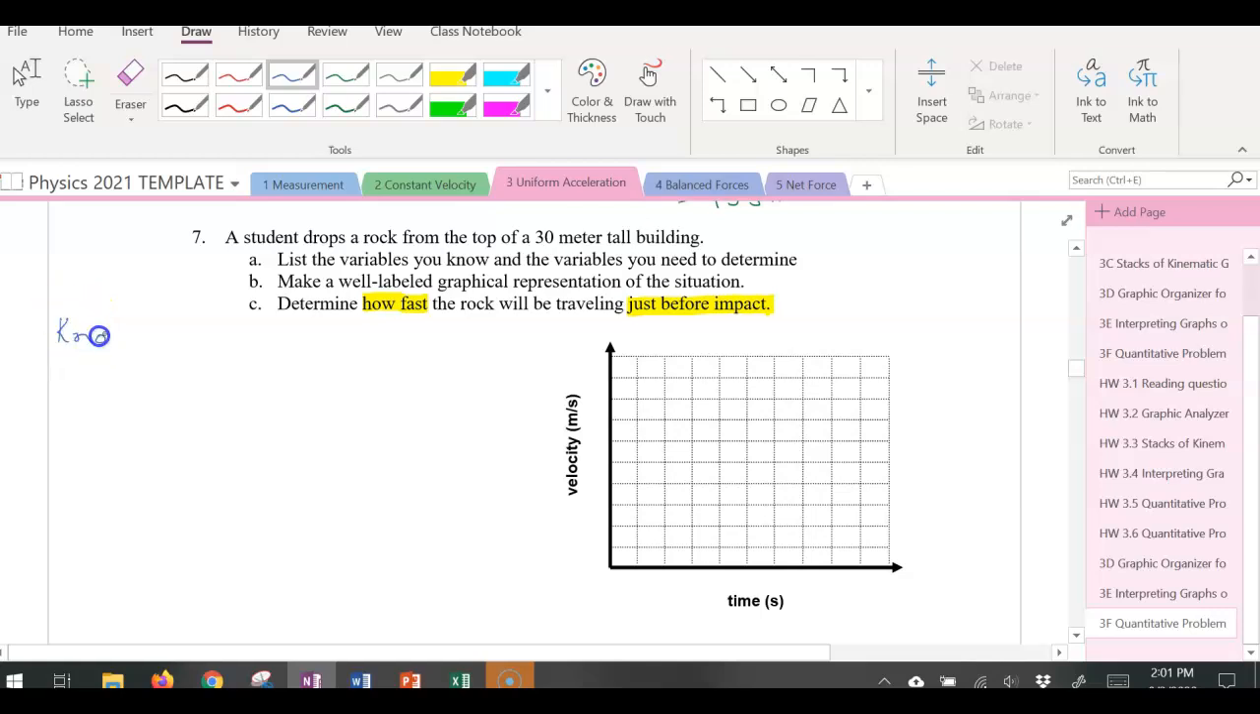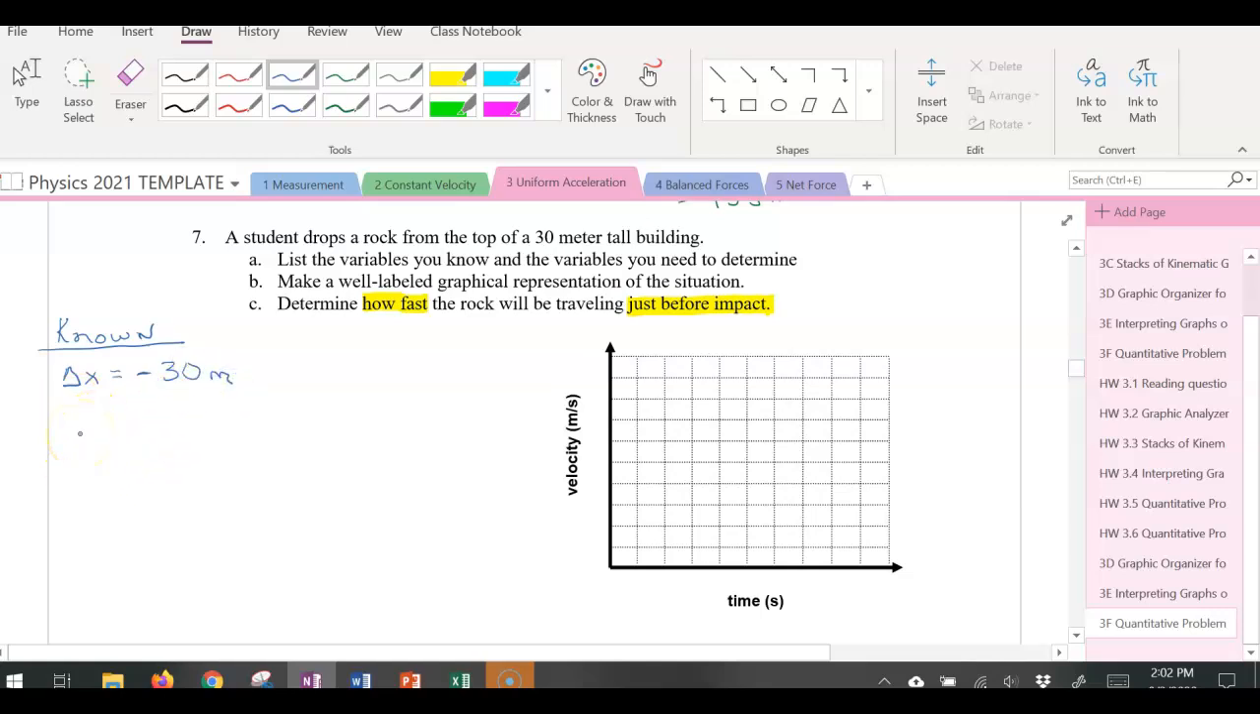So I'm going to write down the things that I know. So the student drops the rock from the top of a 30-meter tall building. That's all they're telling me. Now I see a number there, 30 meters. I guess that's how far the rock travels, right? And so that's the displacement, and the rock is falling down. So I think it falls in the negative direction, so I better make that a negative 30 meters.